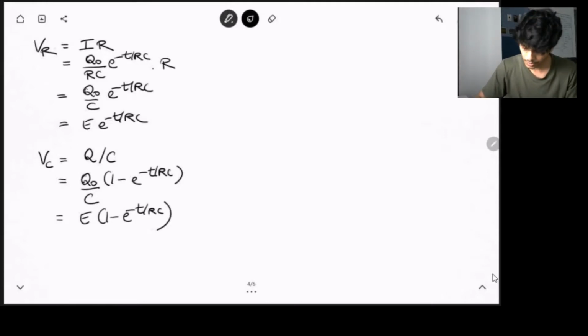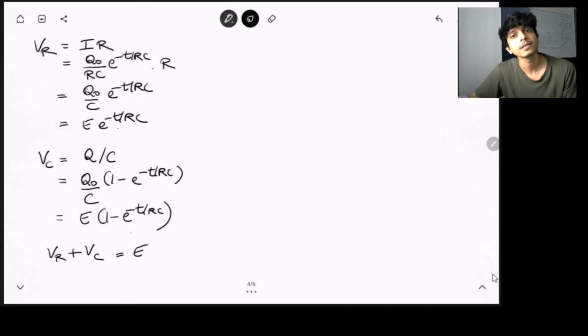Yeah, let's look at these graphically. Oh, before that, if you notice, if you add up VR and VC, what do you get? These exponential terms cancel off and you're just left with E. And this is nothing but Kirchhoff's voltage law. We started off with this, in fact, and we have verified that we are getting back consistent results. So no matter how the potential difference across the resistor and across the capacitor change, they will always change in tandem in such a way that the sum total of these two will be equal to the potential difference, the EMF that the cell was giving you.